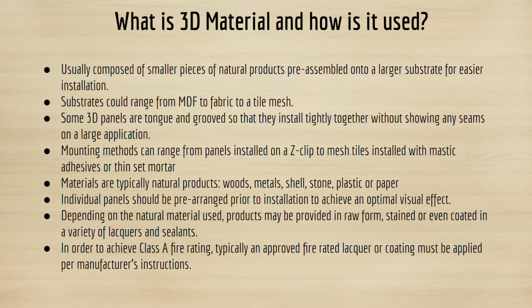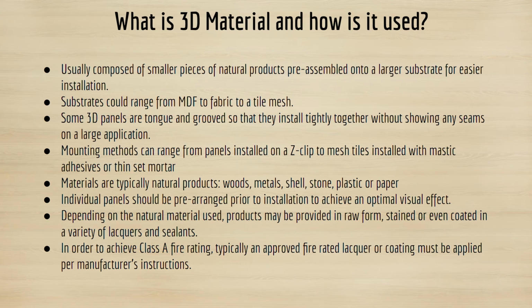Some 3D panels are tongue and grooved so that they install tightly together without showing any seams on a large application. This also allows for expansion and contraction of the natural materials. Mounting methods can range from panel installed on a Z-clip to mesh tiles installed with mastic adhesives or thin-set mortar.